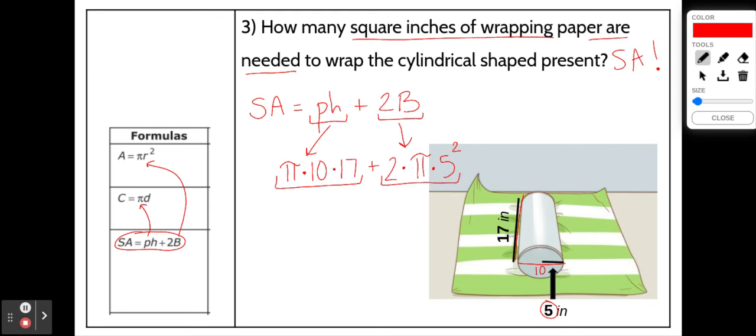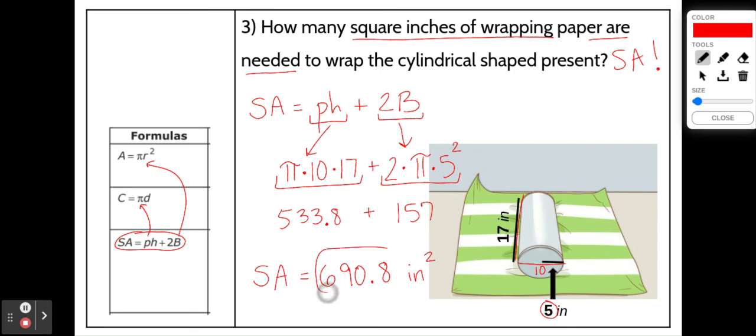Okay, remember order of operations, addition happens last. So in the calculator, we're going to take pi times 10 times 17, and the calculator says 533.8. I can bring down the plus sign. Now for the area of the bases, 2 times pi times 5 squared. Calculator says 157. So I've got the area of the tube and the area of the 2 bases. So lastly, I'm just going to add them together to get the total surface area. And calculator says 690.8. And that would be inches squared. That's how much wrapping paper we would need.